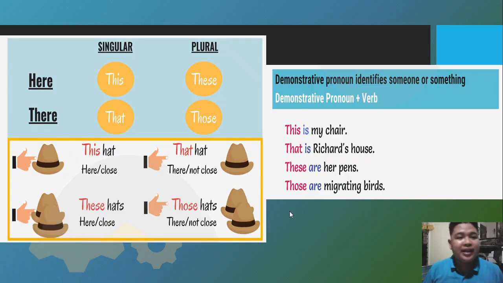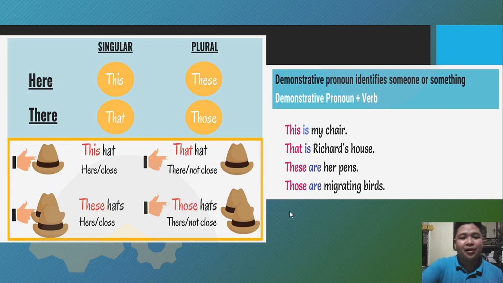So here and there. When you say here, it's near you. You use this for singular and these for plural. There, for singular, you use that, and for plural, you use those. And when you say there, it's far away from you. So this hat, here or close. That hat, there, and not close.